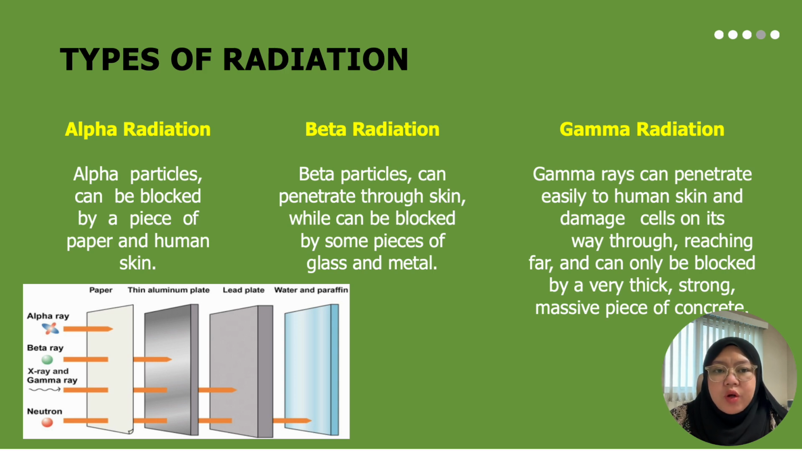The first one is called alpha radiation. Alpha radiation cannot penetrate the skin and can be blocked by paper. The second type of radiation is called beta radiation. Beta radiation can penetrate our skin but can be stopped by glass or metal. And the last one is gamma radiation. Gamma radiation is the most dangerous. It can penetrate deeply and requires thick concrete to block.